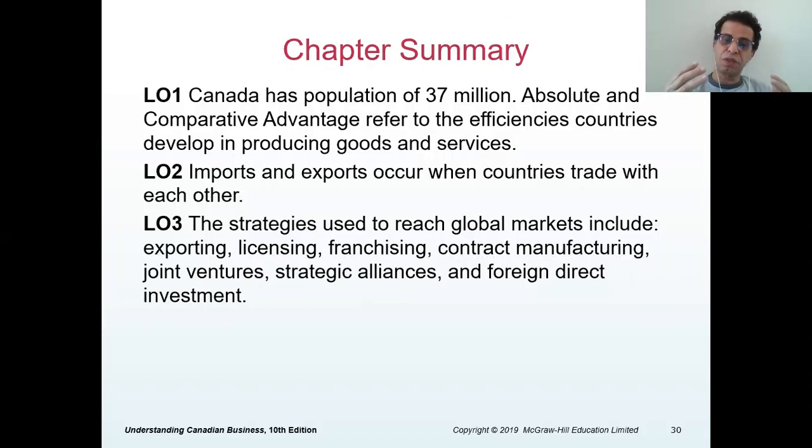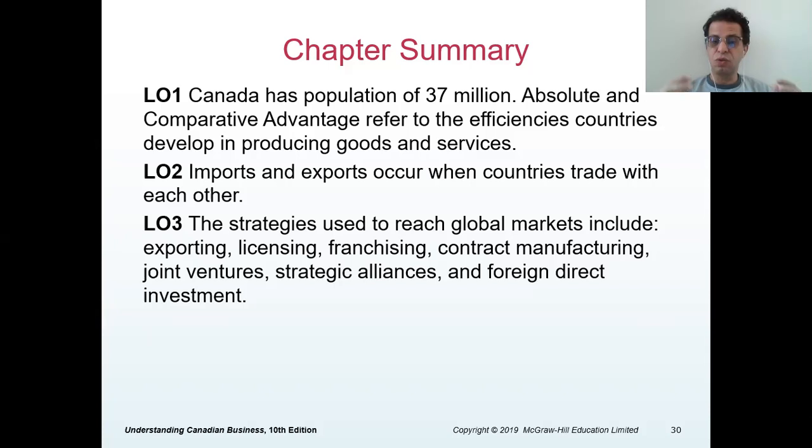So for the chapter summary, Canada has a population of 37 million people. Absolute and competitive advantage refers to the efficiencies countries develop in producing goods and services. Import and export occurs when countries trade with each other. And we brought an example of the states in Canada, me, and let's assume I'm a country, my neighbor is another country. We talked about trees and T-shirts.